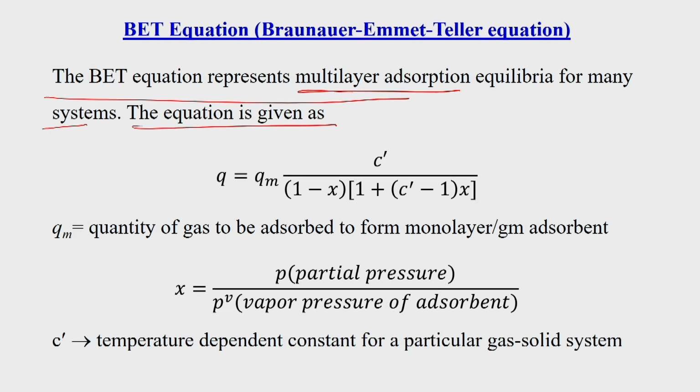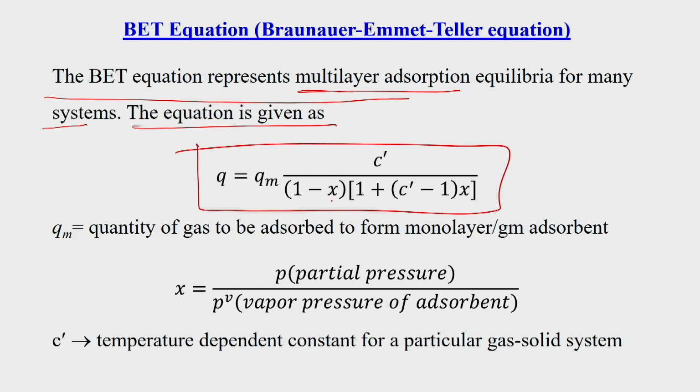The equation is given as Q is equal to Qm into C prime by 1 minus x into 1 plus C prime minus 1 into x, where this Qm actually is the quantity of the gas to be adsorbed to form a monolayer. But in case of the other adsorption isotherms, that Qm represents the maximum adsorption capacity. So, we need to remember this: whenever we plot the BET isotherm, the Qm will be this amount adsorbed for monolayer formation.